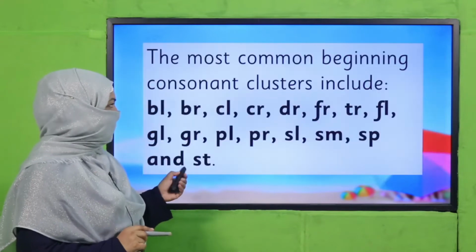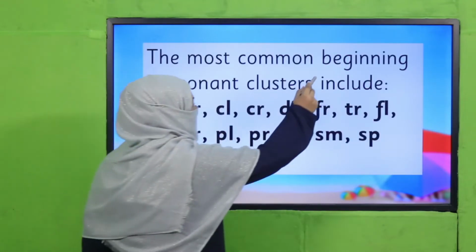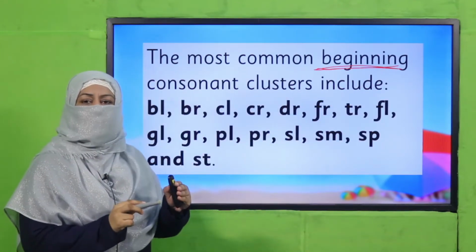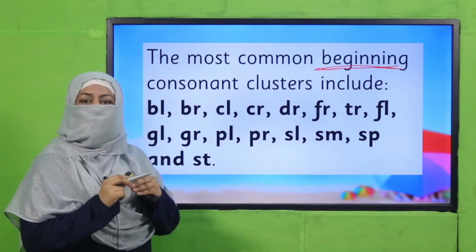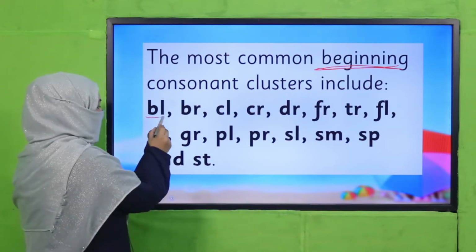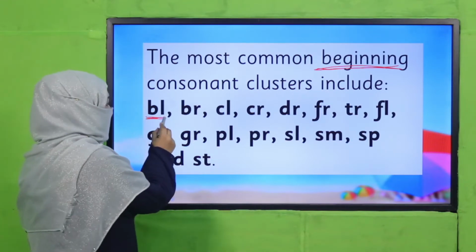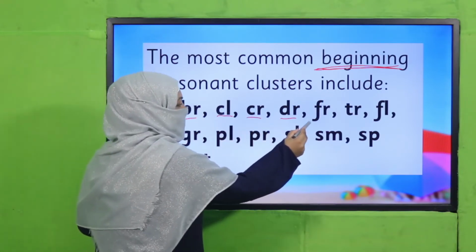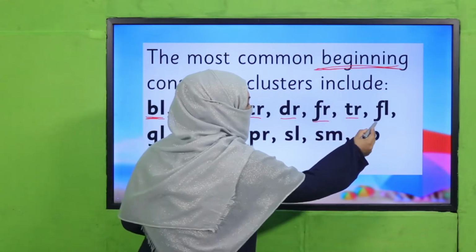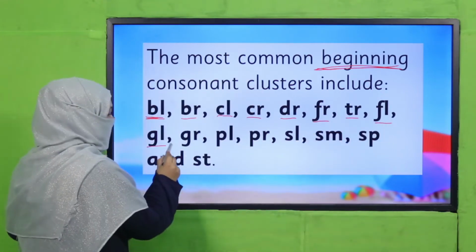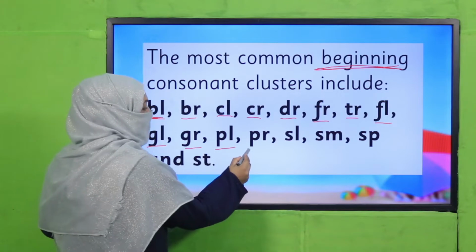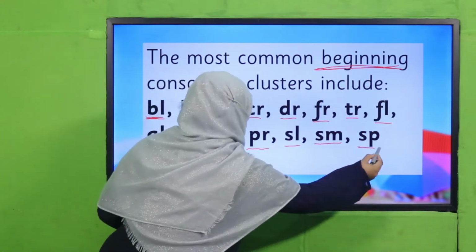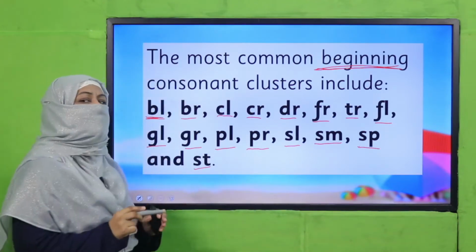And what does initial position mean? They are at the beginning of a word. It means when you start a word, there appears a consonant cluster. How? Two consonants together. B, bur, kh, khar, der, fur, ter, fo, g, gur, p, per, th, sum, sp, and st. This is how we pronounce.